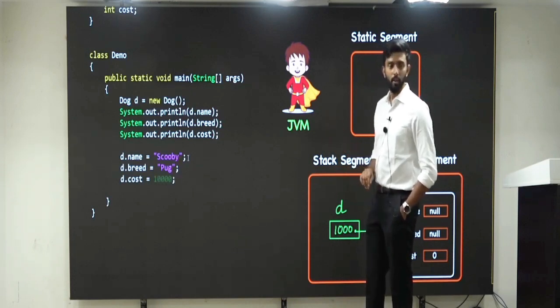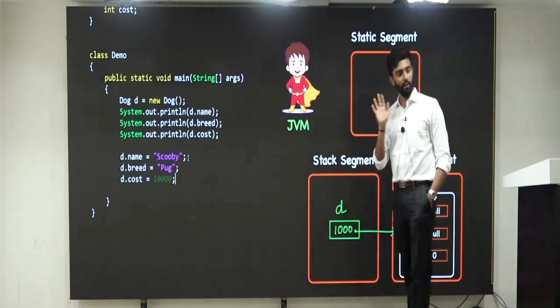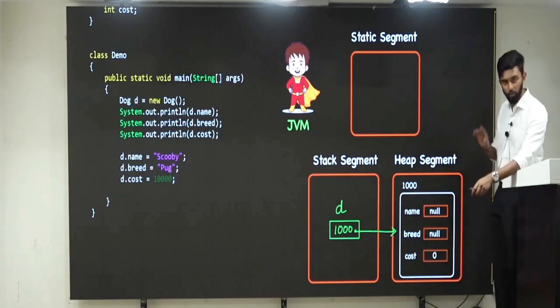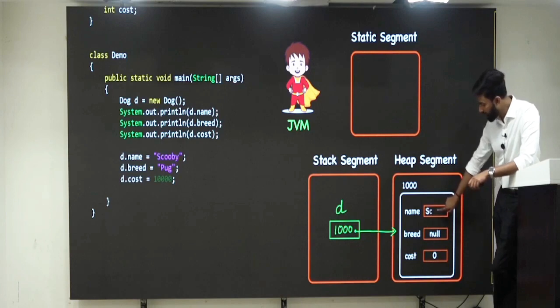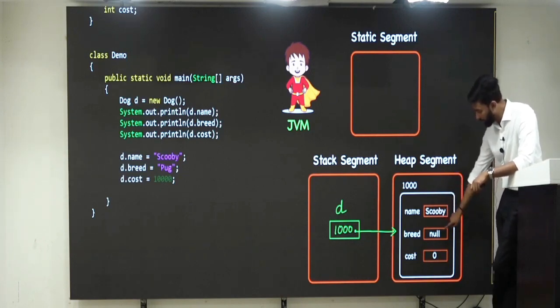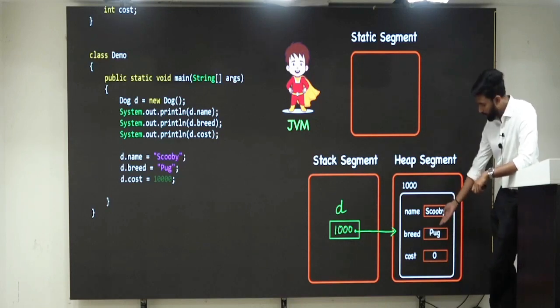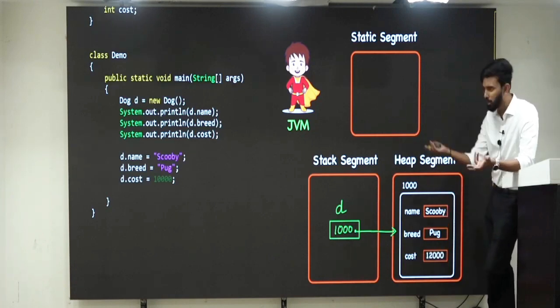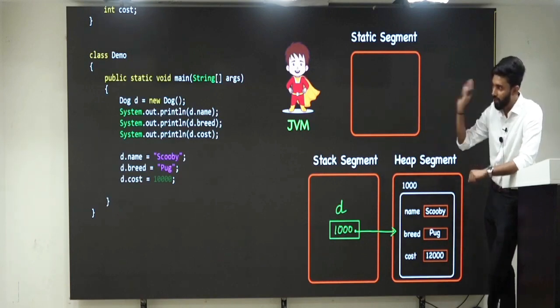Okay, whatever. Clear till here? Nowadays, dogs have more value than human beings. Nothing can be done. Okay, clear? Now, save it. If you do this, name had null, but now this name will get Scooby. Breed had null. It will be replaced with whatever you gave, pug. Cost had zero. It will be replaced with whatever we gave. I have typed 10,000, but here I'm showing 12,000. Doesn't matter. You can change that to 12,000. Clear till here, friends? Okay, sir, very good.